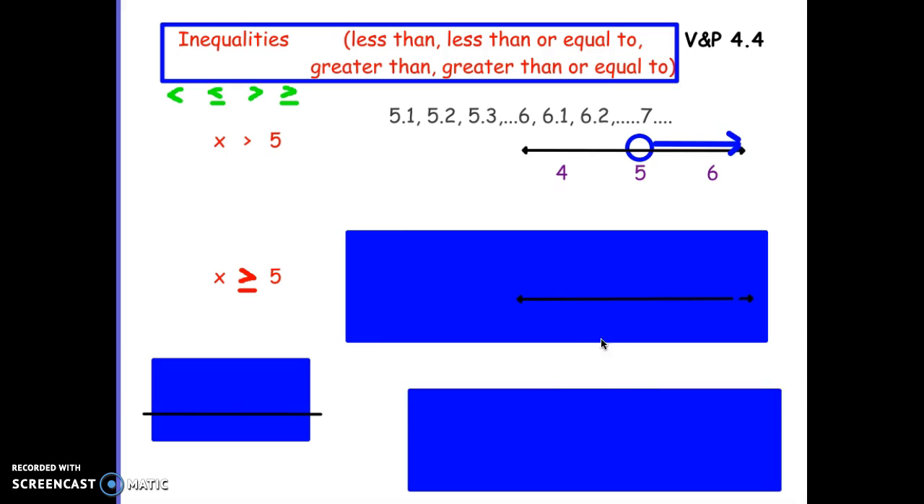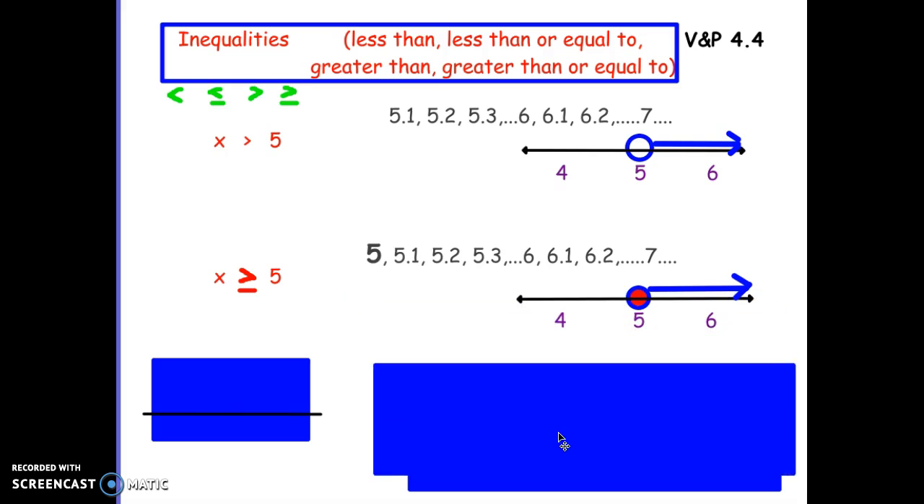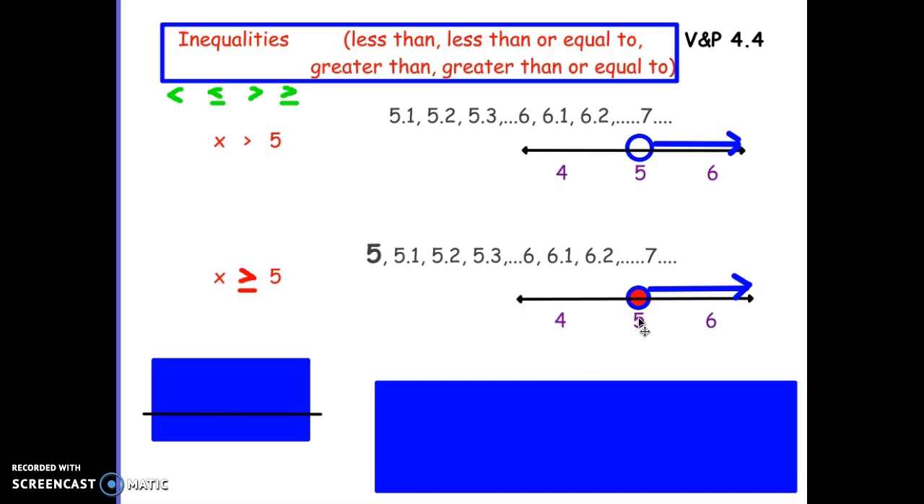The second example is x is greater than or equal to 5. That means x could be 5 or 5.1, 5.2, 5.3, any of these numbers all the way through up to infinity. So this one looks a little different. Now the dot is colored in where it was not colored in before, because it could be equal to 5, but it's also still greater than 5. So greater than or equal to is colored in.